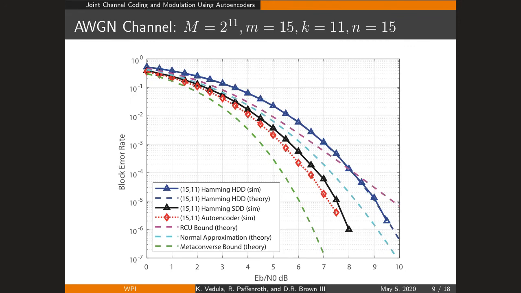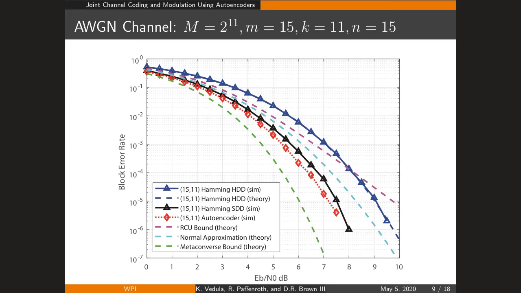Now let's look at a higher dimensional example with capital M equal to 2 to the 11, small m equal to 15, k equal to 11. Again, these can be arbitrary. However, we pick these values because we want to compare them against a 15/11 Hamming code with the BPSK modulation. Now, the axes remain the same as the previous plot, Eb over N0 on the x-axis, block error rate on the y-axis. Now, if you note, the blue line represents the hard decision decoding curve, and the black line here represents the soft decision decoding curve.